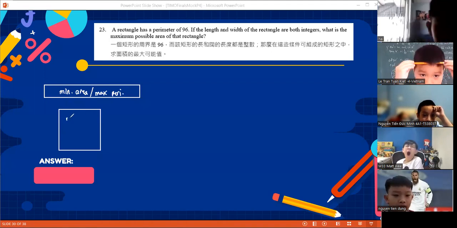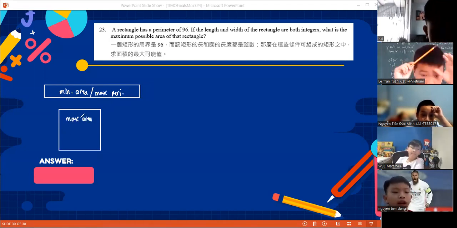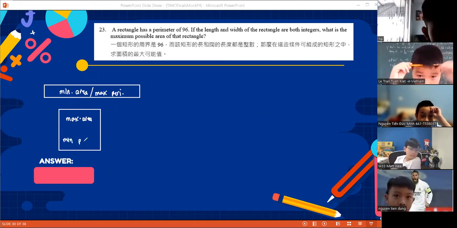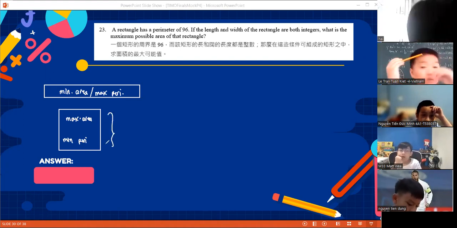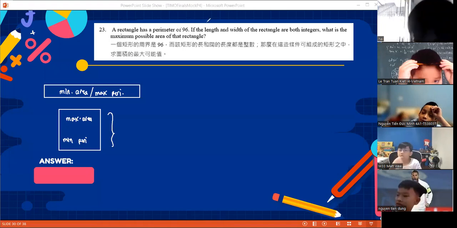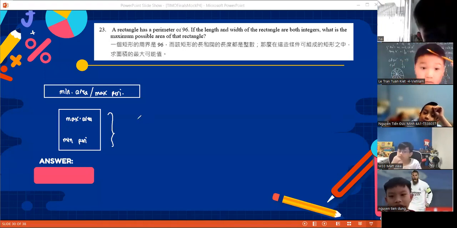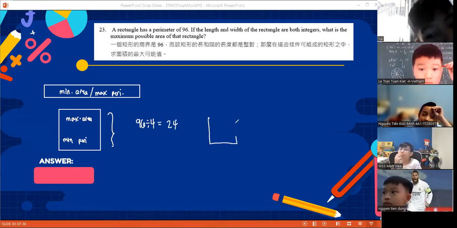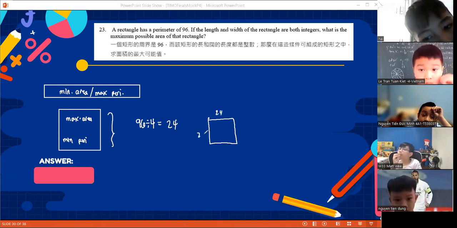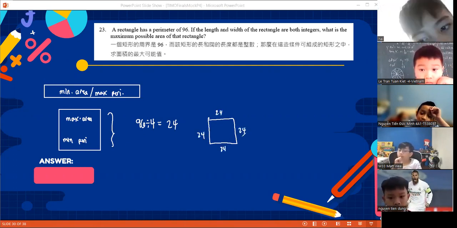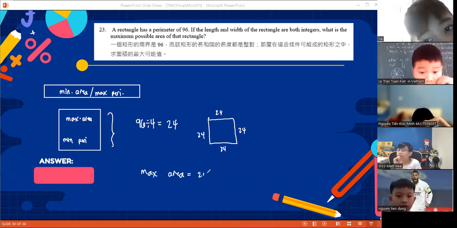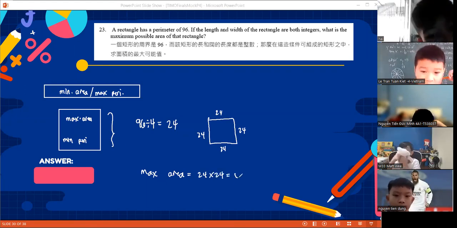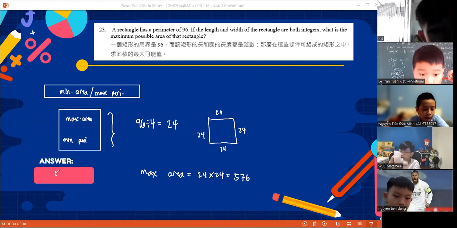So this is your minimum area and maximum perimeter, while this one is the maximum area and the minimum perimeter. If you want the maximum area, we must choose this, the minimum possible perimeter. So the 96 here should be a square. 96 divided by 4 would be 24, meaning your rectangle is a square of 24, 24, 24, 24. So the maximum area would be 24 times 24, which is 576. So that is the answer.